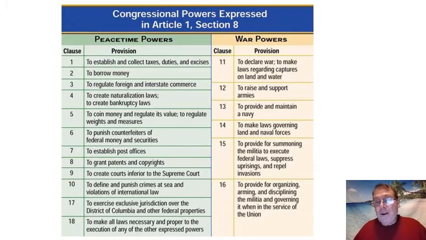They can create courts that are inferior to the Supreme Court. The Supreme Court was created by the Constitution, and then basically the writers said, well, we've created the Supreme Court. If Congress wants more, they can make them themselves, and gave that power to Congress. And Congress can define and punish crimes at sea and violations of international law. Congress exercises exclusive jurisdiction over the District of Columbia and other federal properties.